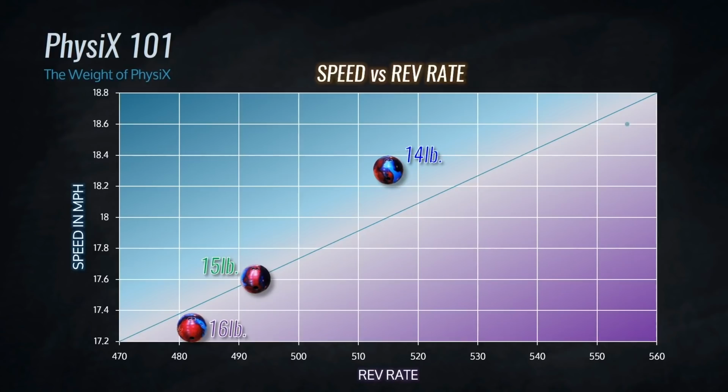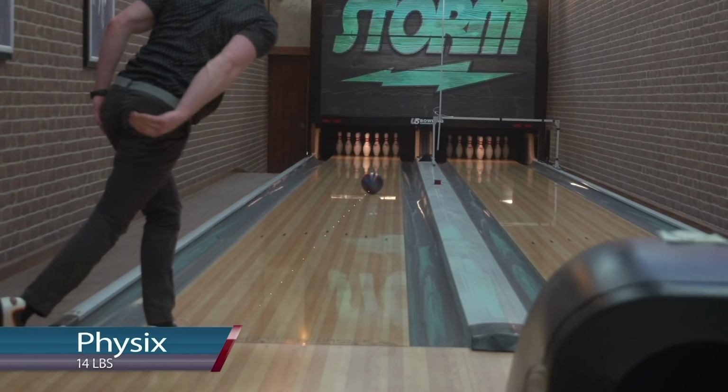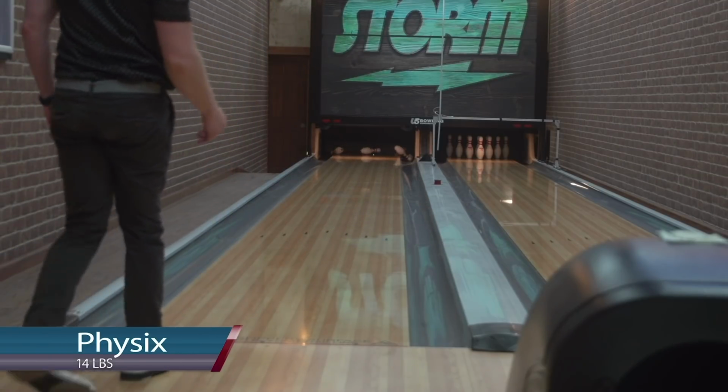Going the other direction of 14 pounds, my speed went up 1 mile per hour, which is actually a lot more than you might think, and my revs increased to about 515. But because the speed went up so much, this forced me back right with much less launch angle because I'm now in the speed dominant category.